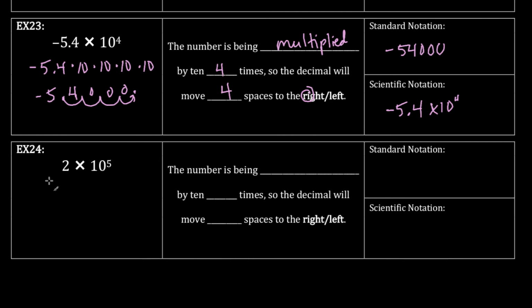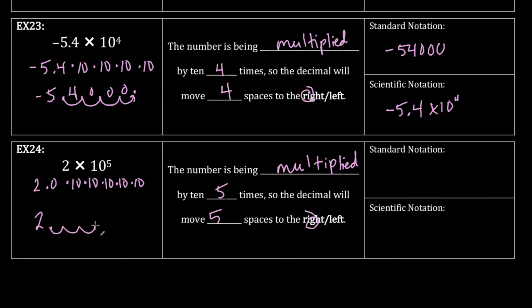Now remember, this is fine. This is just 2.0 times 10 times 10 times 10 times 10 times 10. 1, 2, 3, 4, 5 times. So the number is being multiplied by 10 5 times, so the decimal will move 5 spaces to the right. So 2, 1, 2, 3, 4, 5. Don't forget the decimal.